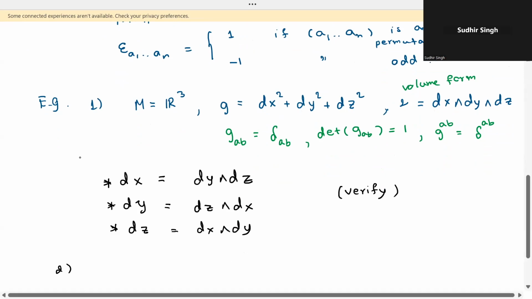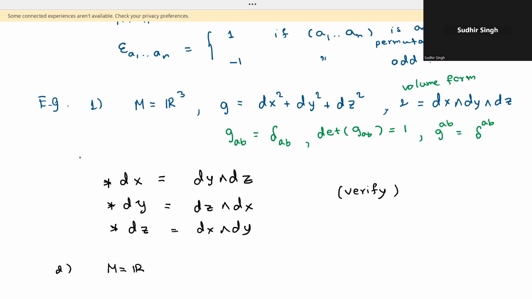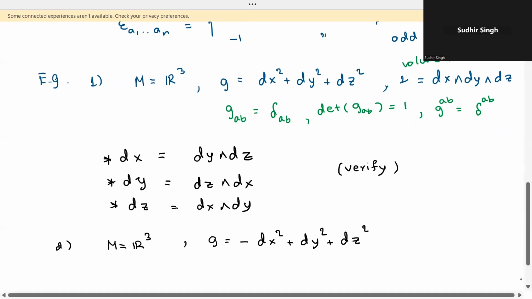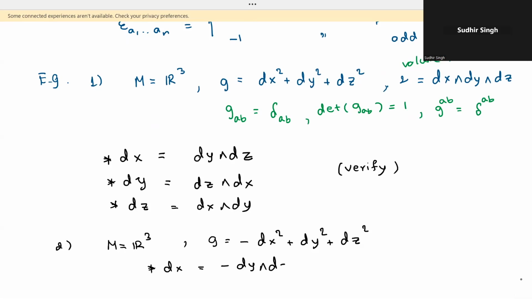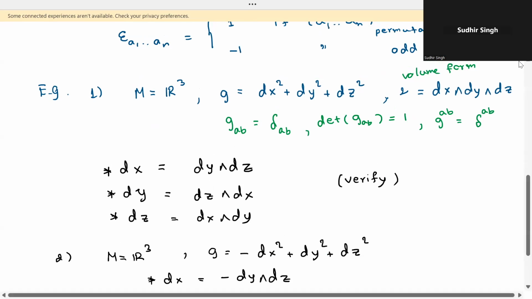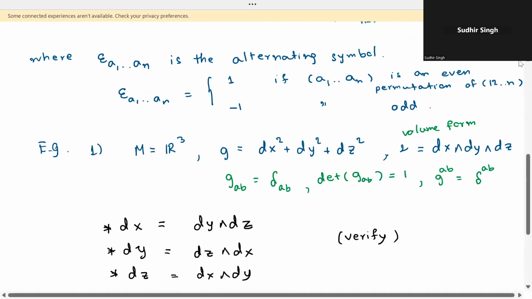But then if M is R3 as before, but g, instead of this Riemannian metric, is the Lorentzian one, then you will have that dx goes to minus this. All right. Let me just go up here.